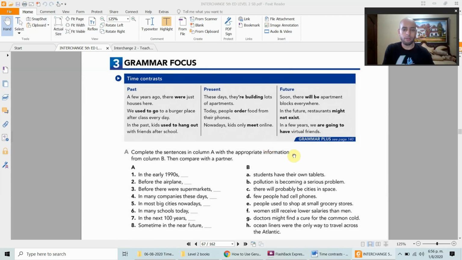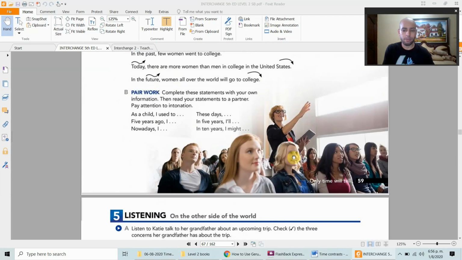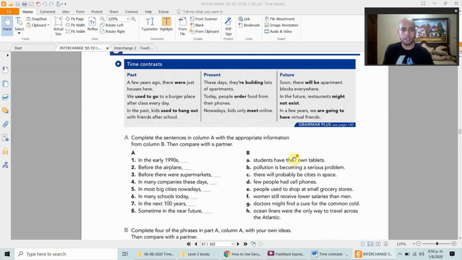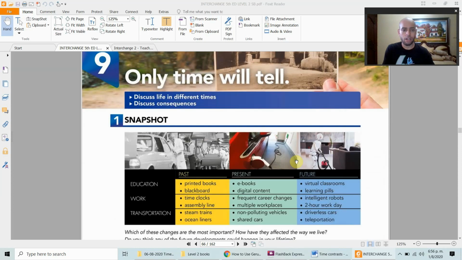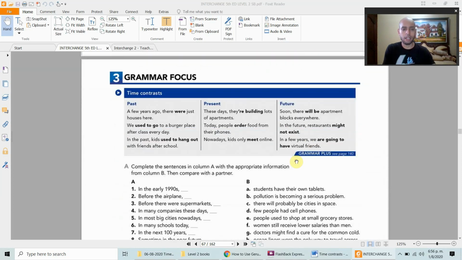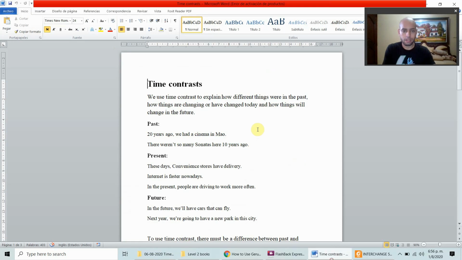In this video, we're going to take a look at the grammar that is on page 59 of the book. That's page 59 on unit 9, time contrasts. So, we use time contrasts to explain how different things were in the past, how things are changing or have changed today, and how things will change in the future.